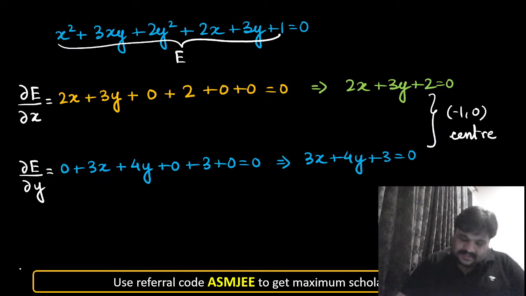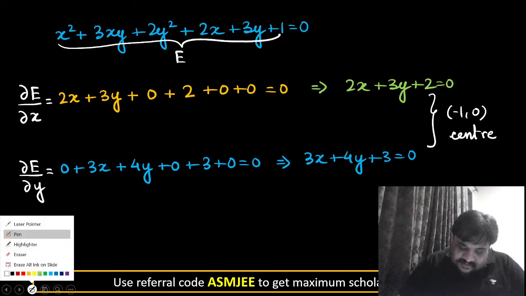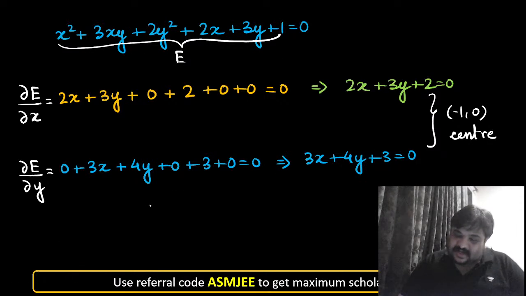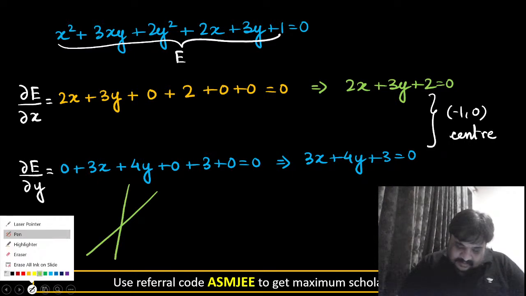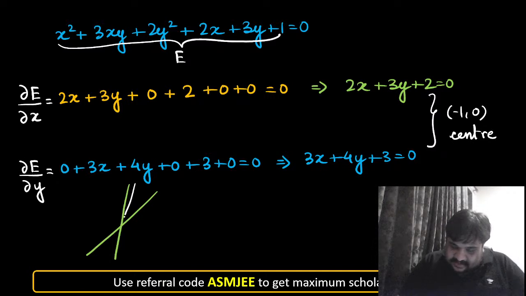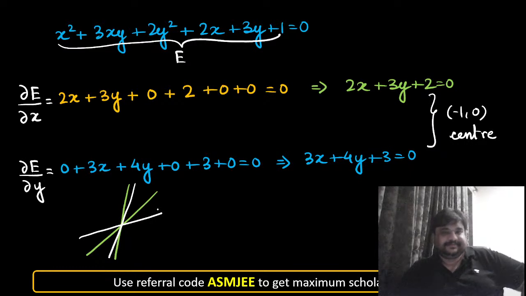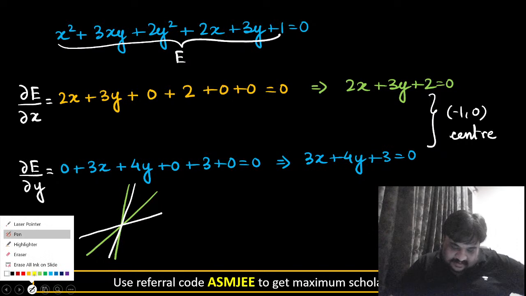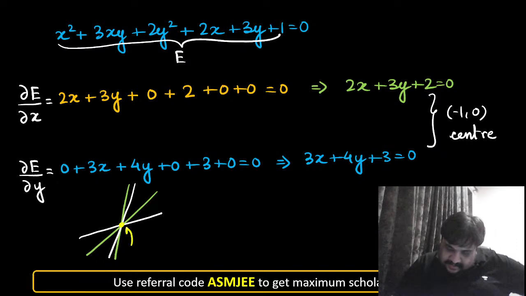What actually happens in this case, they are not even angle bisectors. If you start feeling that they are angle bisectors or something, no. Suppose these are the original lines, and these are some of these two lines. This is what happens. So they meet at the same point.